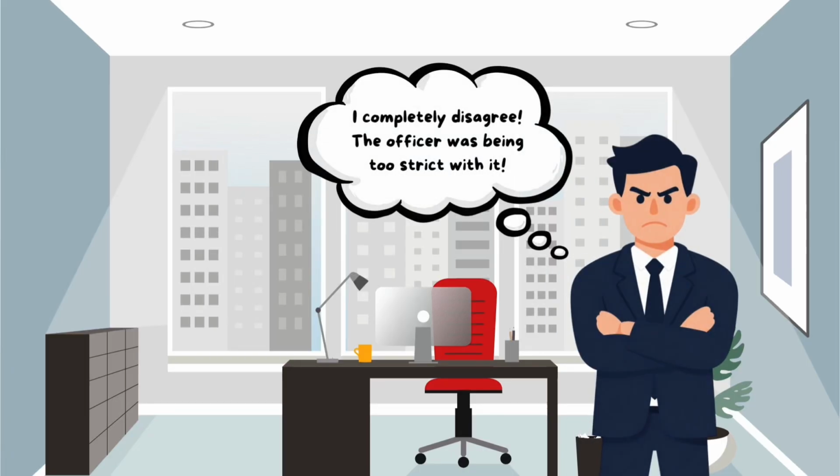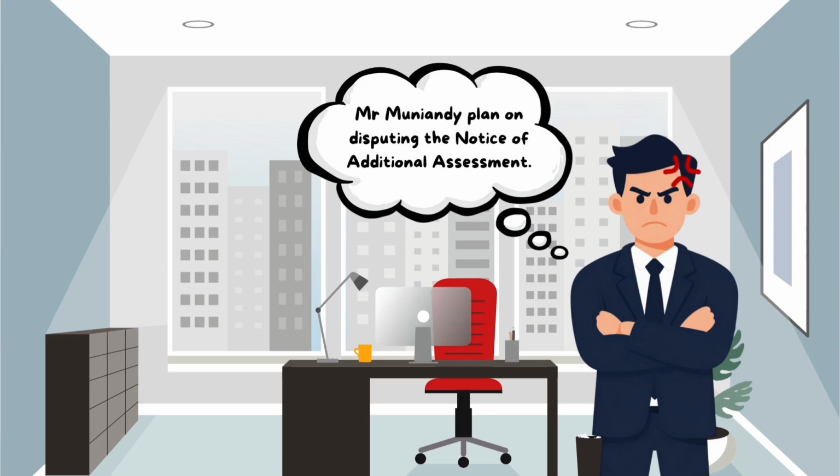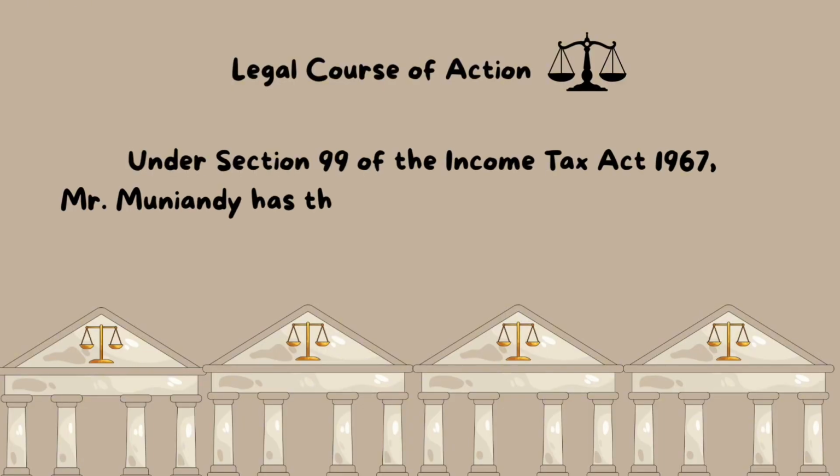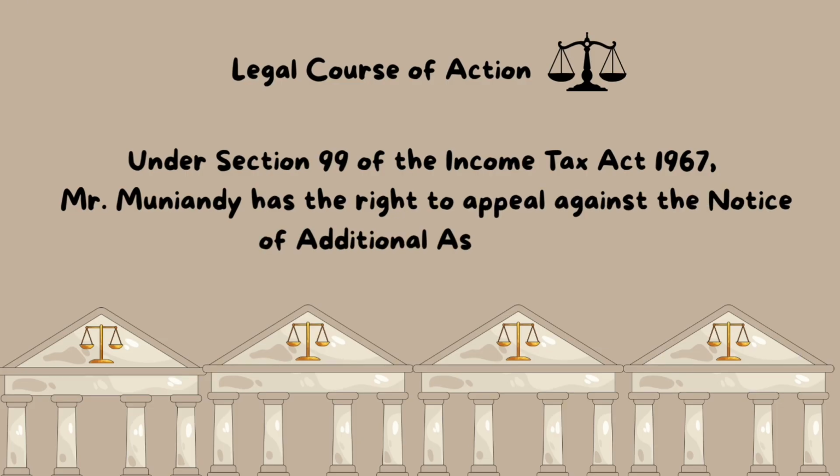I completely disagree. The officer was being too strict with it. Mr. Muniandi planned on disputing the Notice of Additional Assessment. Under Section 99 of the Income Tax Act 1967, Mr. Muniandi has the right to appeal against the Notice of Additional Assessment.